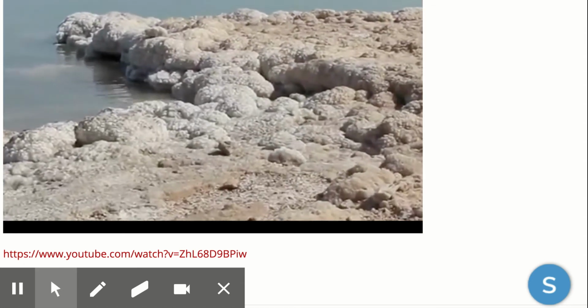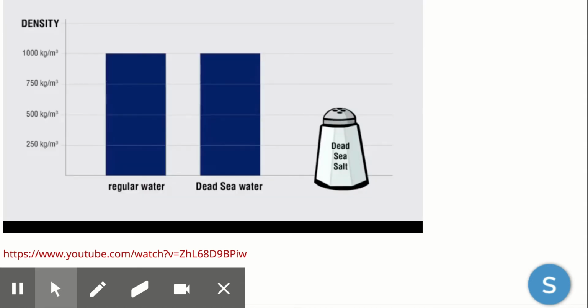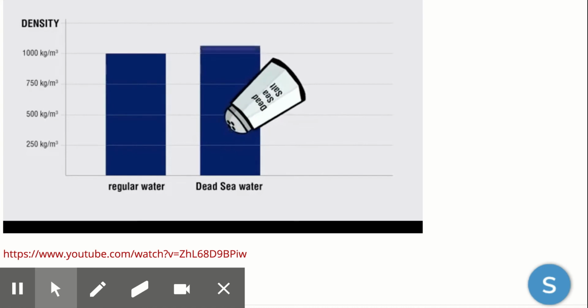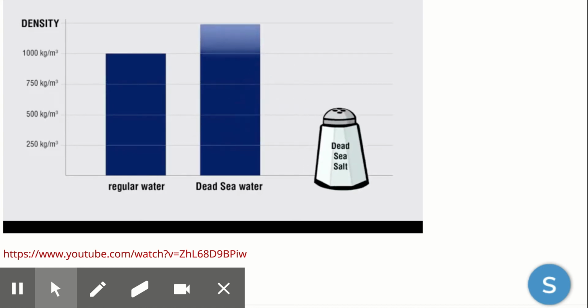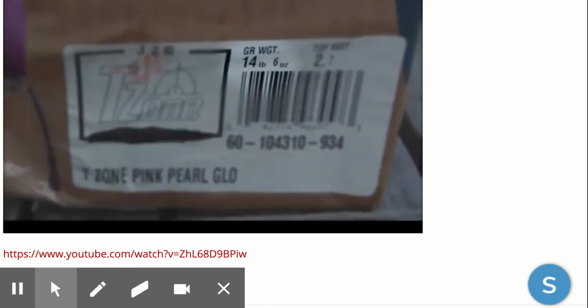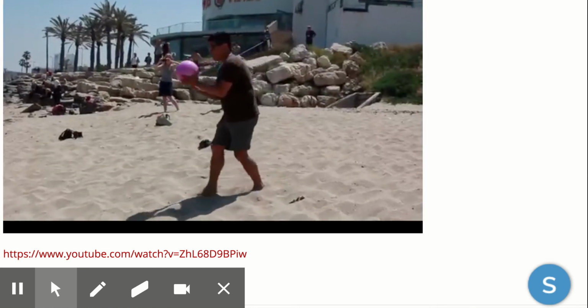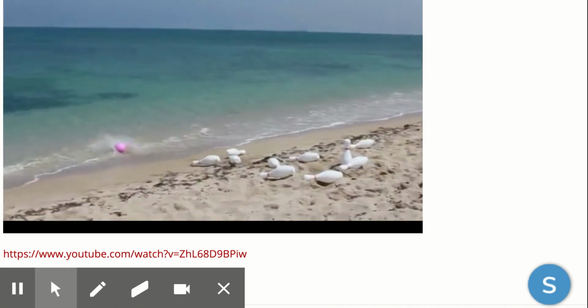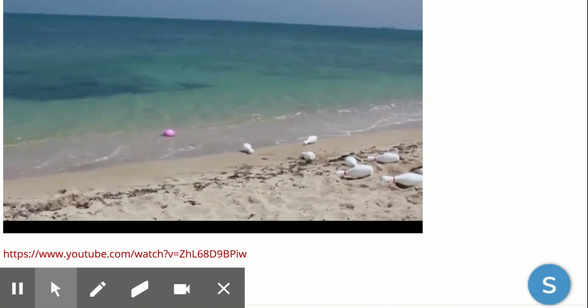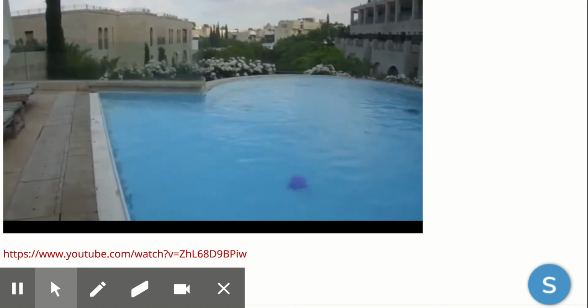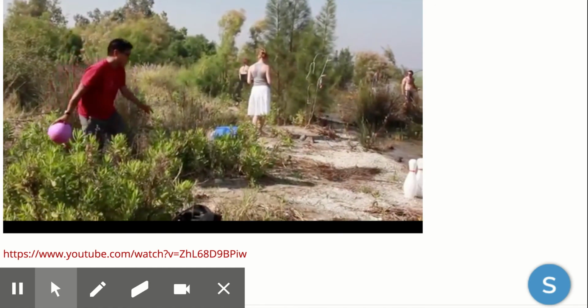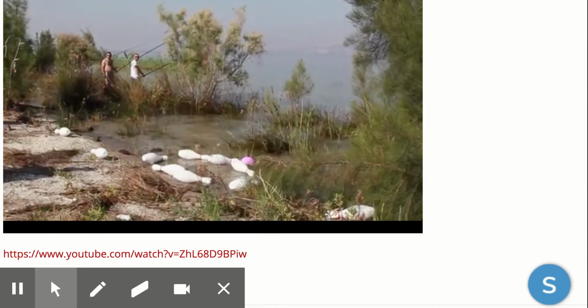About 31% of Dead Sea water is comprised of natural salt. This makes the Dead Sea denser than ordinary water by about 17 to 24%, depending on the data you find on the internet. This means that a 14-pound bowling ball could float in the Dead Sea, but not in a tub full of bathwater, or at the beaches of Israel along the Mediterranean, or in a swimming pool outside the old city of Jerusalem, or even in the Sea of Galilee, where Christians believe Jesus walked on water.